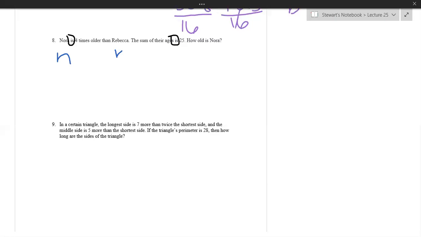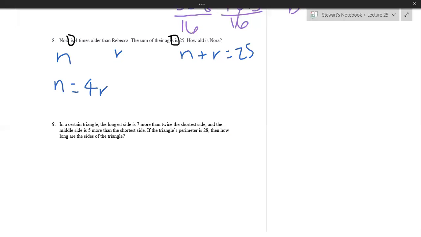Let's let those represent their ages. It says Nora is, so Nora's age, she's 4 times older than Rebecca, so it would be 4 times Rebecca's age. And we also know that the sum of their ages, or N plus R, is equal to 25. So now we have a separate expression for N that we can substitute in, so we only have one variable to solve for.